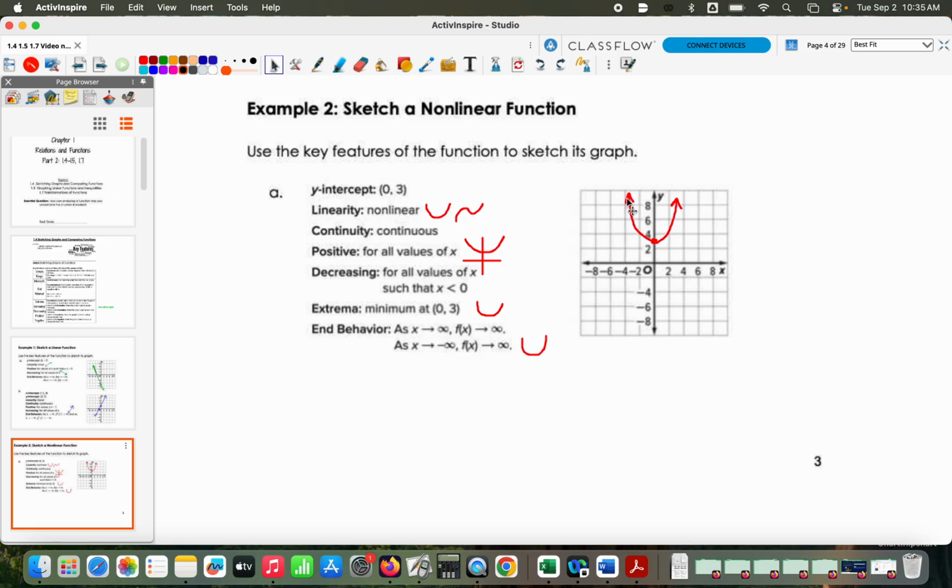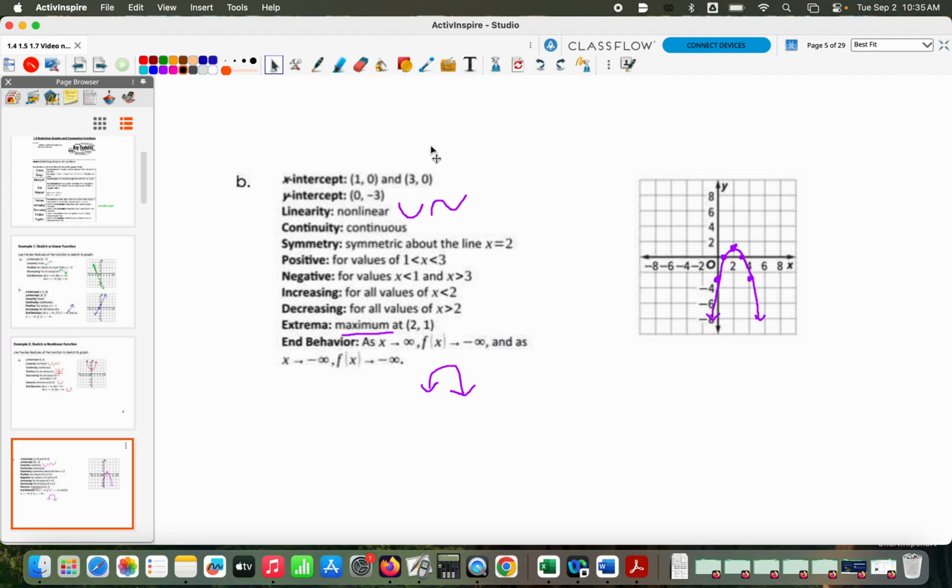I know that looks like it's going up, but we read from left to right. So as I go left to right, this is actually decreasing till here, then increasing. We also got a confirmation there's a minimum at (0, 3), so I see this is the lowest point. So it goes down to the lowest point and then back up. All right. There's one more here.